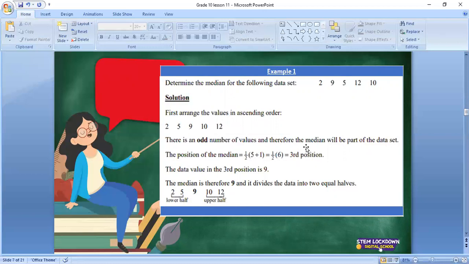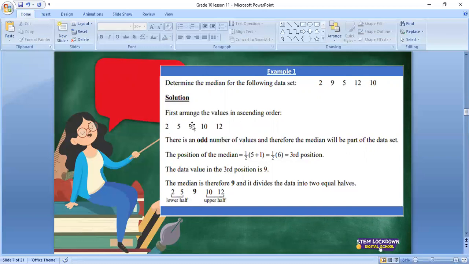So half of n plus 1 is 3, which means the median is at position number 3. We count from the beginning and check the one at the third position. The one at the third position is the median. Checking that, we see the median value is 9.